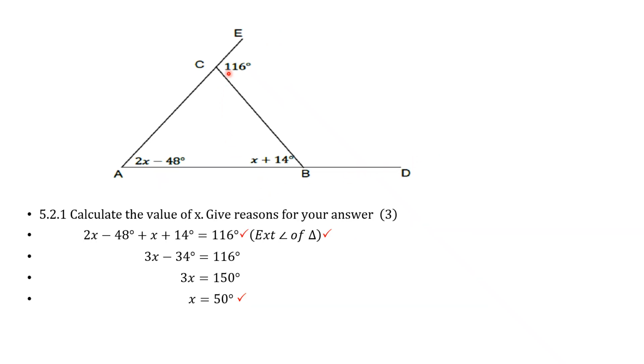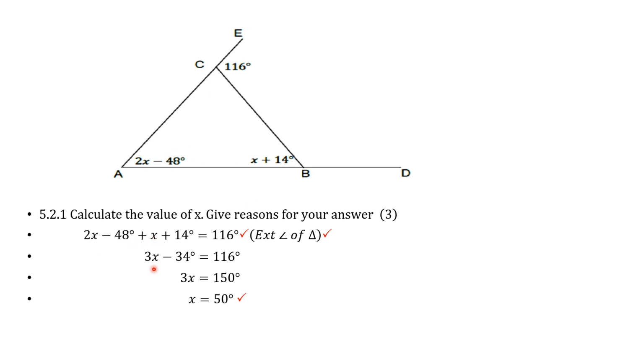So number one, calculate the value of x. So 2x minus 48 plus x minus 14, you see there, must equal 116 degrees, and my reason: exterior angle of a triangle equals the sum of the two opposite interior angles, right? So not the one next to it, but the other two angles in the triangle.